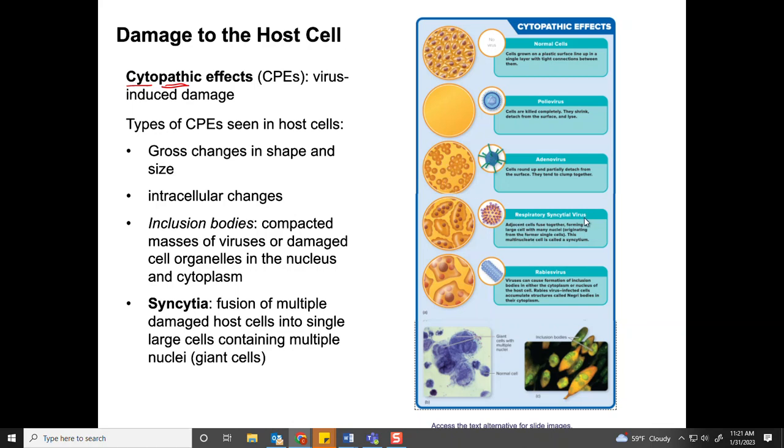With our RSV virus, we'll see adjacent cells will fuse together. Now we have giant cells with multiple nuclei. So that's where that term comes from with respiratory syncytial virus. It comes from that word that means the fusion of multiple cells into one giant cell. And then with rabies virus, we can see the formation of inclusion bodies throughout.